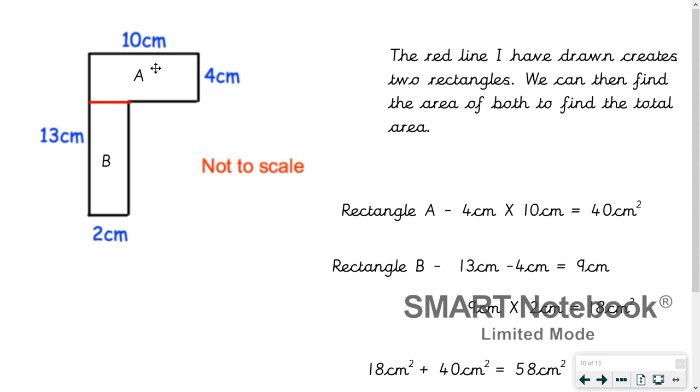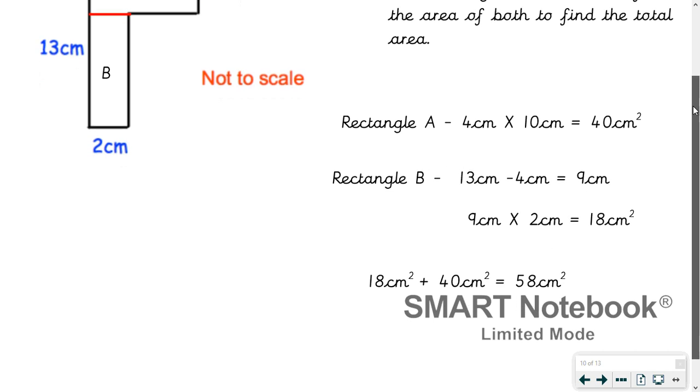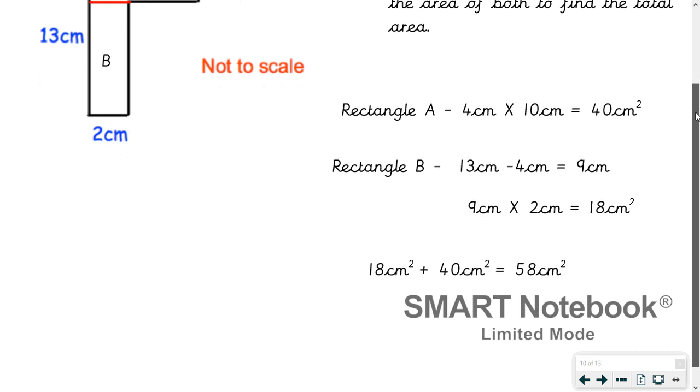Rectangle B, we need to use a similar method to yesterday. So I've got 2 centimetres as my length, or my width even. 13 centimetres goes too big. But if we look here, we've got 13 this side, but we've got a chunk here. The chunk I want missing is 4 centimetres. So we do 13 take away 4 to give me 9 centimetres on this length here. And then we would do exactly as we've done to find the area, width times length. So we would do 9 times 2 for 18 centimetres squared.